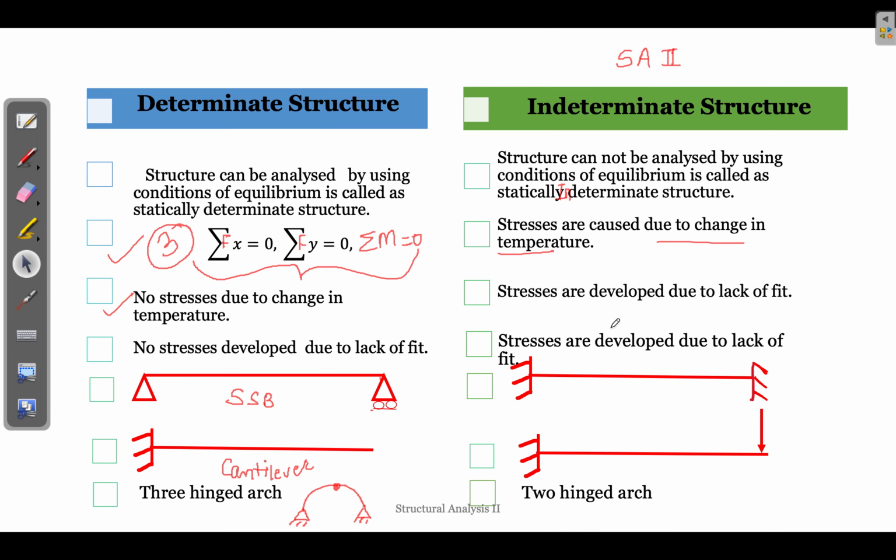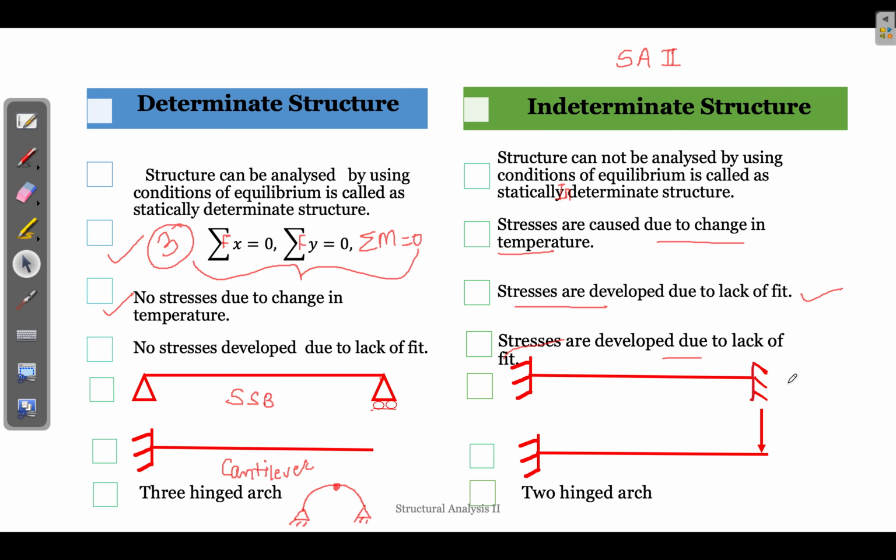Coming to the third point, stresses are developed due to lack of fit. Even if there is a lack of fit, stresses will be developed. So that is one important point. Then, what are the examples of indeterminate structures?